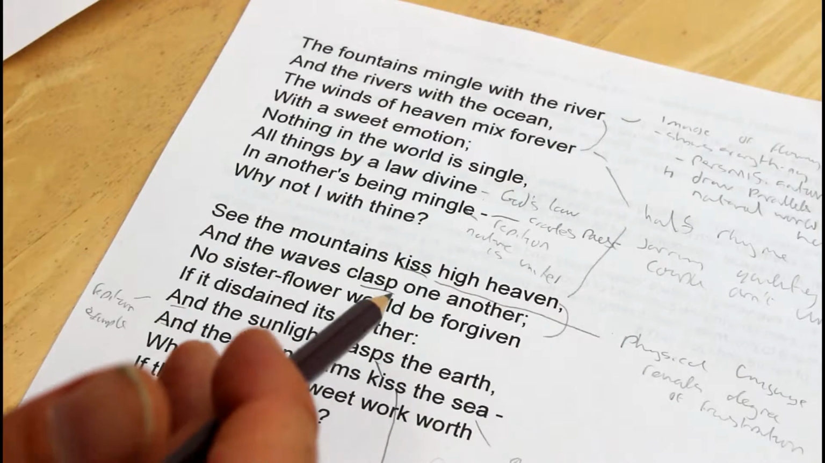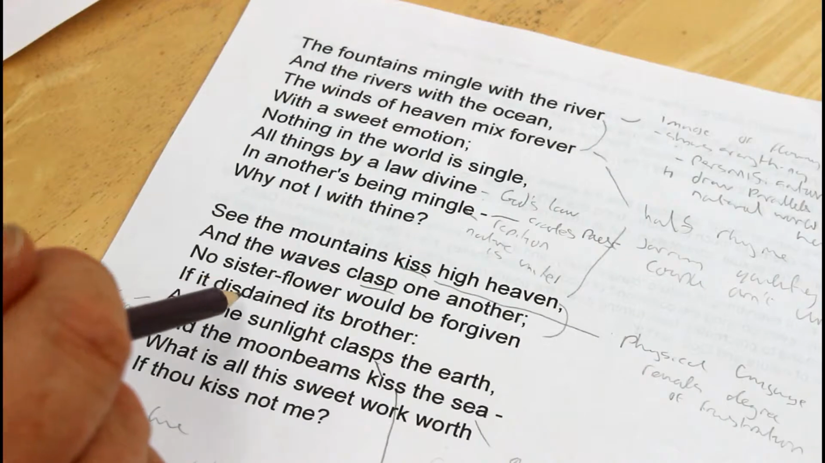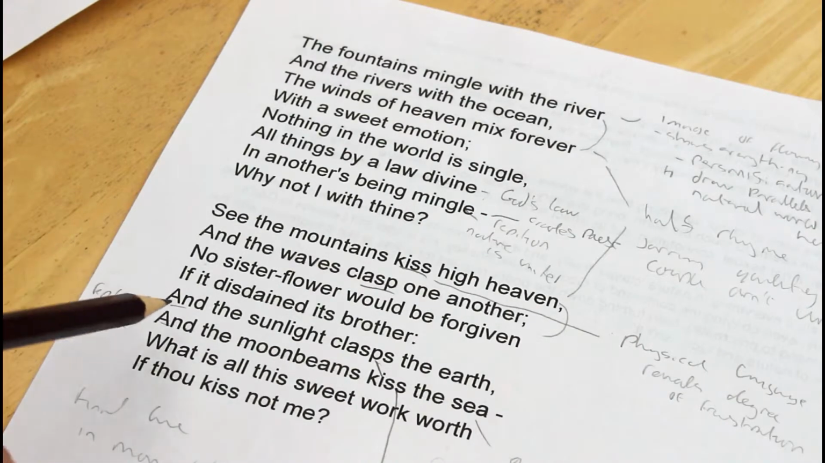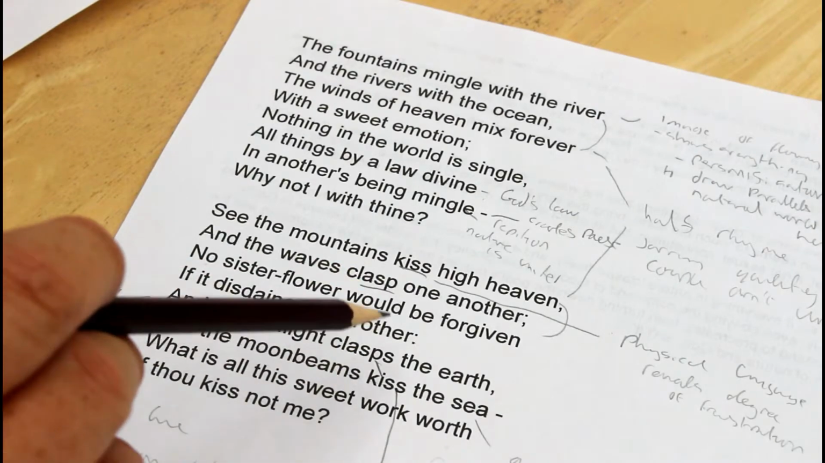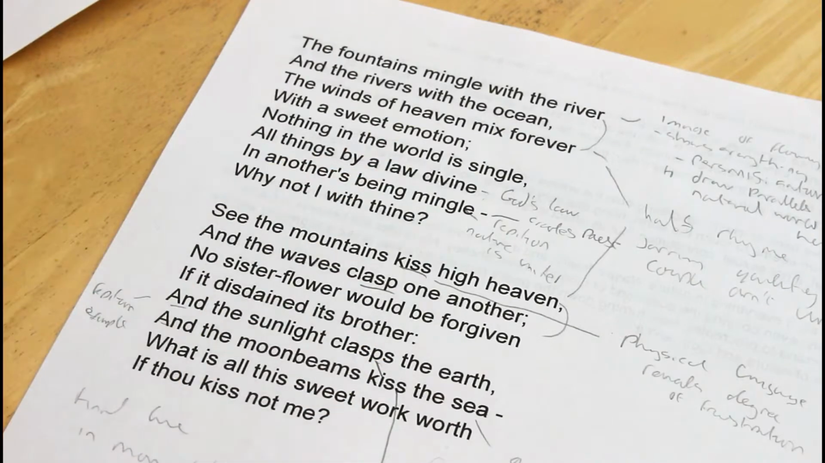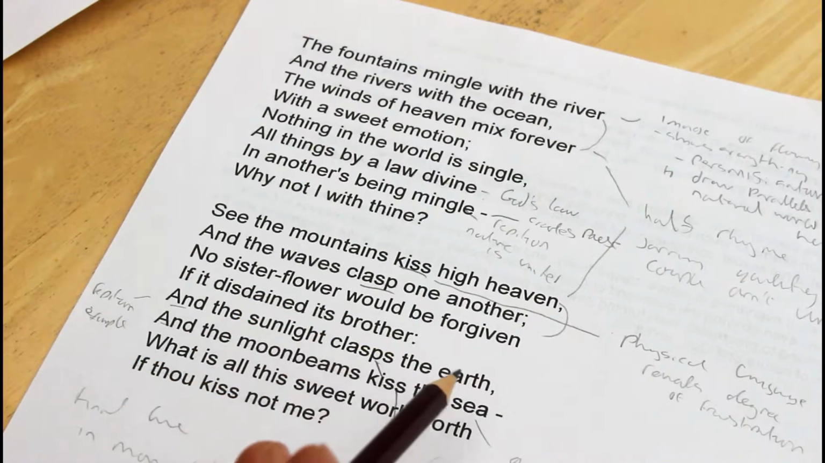And he talks about these relationships being almost sisters and brothers, being fraternal, childlike, innocent, really, but natural as well. The emphasis is on natural, and "if it disdained", that word is quite jarring and stands out as if it is unnatural and doesn't really belong in this context. "And the sunlight clasps", that word again, clasp, kiss, there is a lot of repetition going on here with words that recreate sounds of the natural environment. "Disdained its brother, and the sunlight clasps the earth."